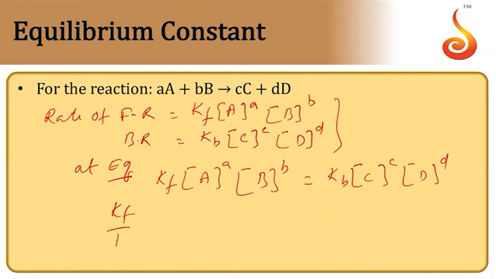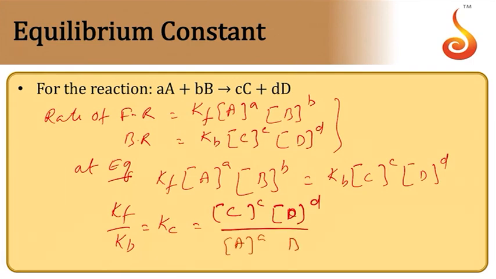Now when you divide Kf by Kb, both are constants, so we are going to get some other constant. Let us call it Kc, which is called the equilibrium constant, which becomes equal to C to the power c times D to the power d divided by A to the power a and B to the power b. So this is called the equilibrium constant Kc. It can be defined as the ratio of the forward reaction rate constant to the backward reaction rate constant.